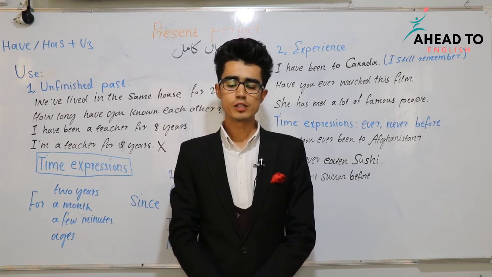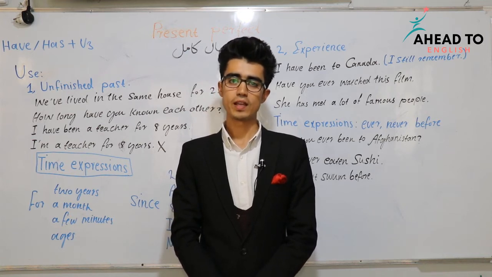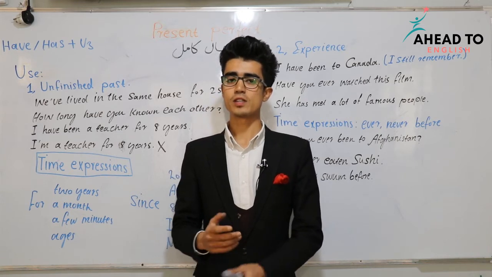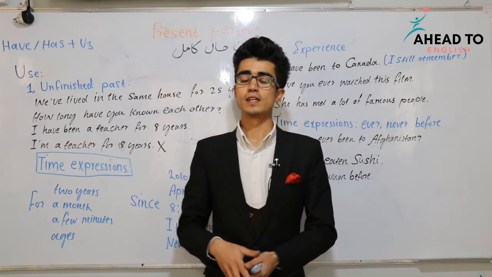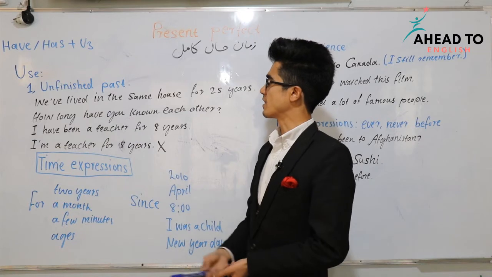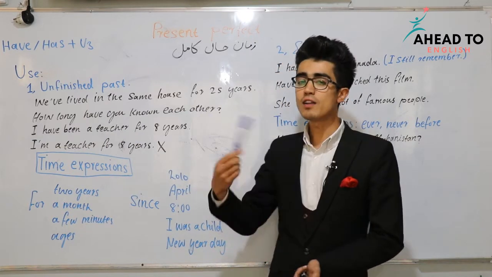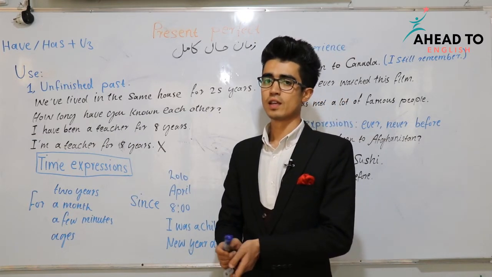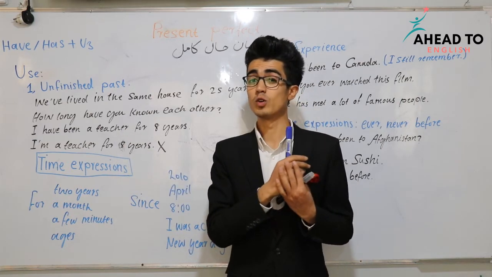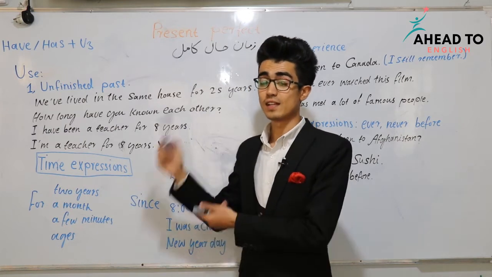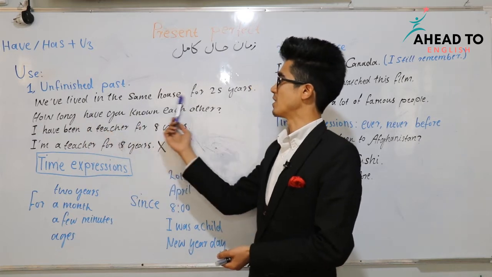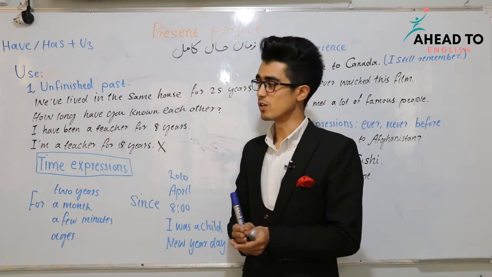We use present perfect tense to explain unfinished past actions. The action started in the past and it still continues. For example, we have lived in the same house for 25 years. We started living in this house 25 years ago and we still live in the same house. So how can we explain it? We have lived in the same house for 25 years.